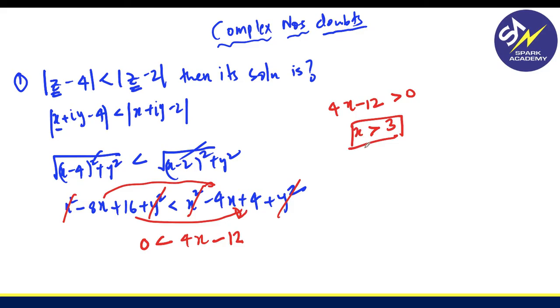So what is this x now? This x is nothing but the real part, right? So this real part of z is greater than 3. That's the answer.